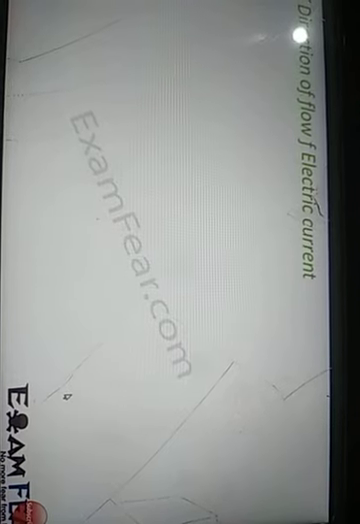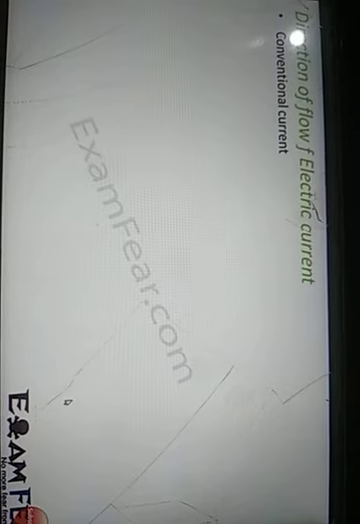Now we are going to talk about the direction of flow of electric current. We saw that electric current is nothing but the flow of electrons. So now the question is, how do we know which is the direction of electric current? Now you might think that that's going to be quite obvious, because it is the direction in which the electrons are flowing. But what happened was, there was some confusion with regards to the direction of electric current.